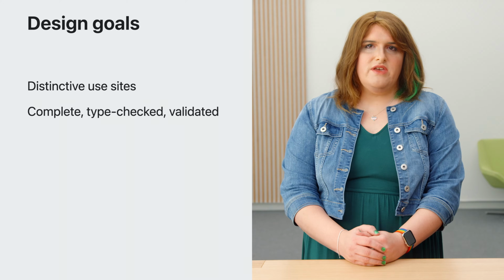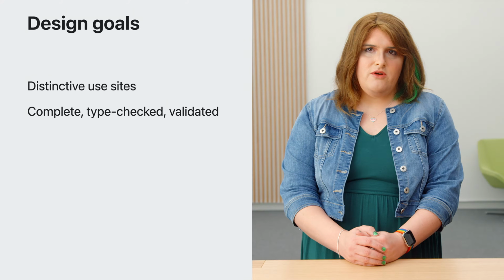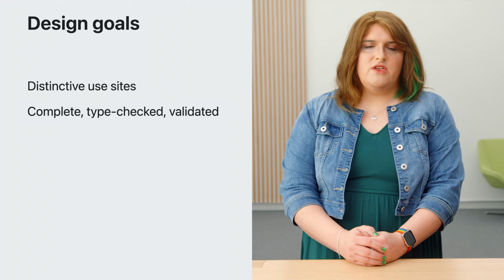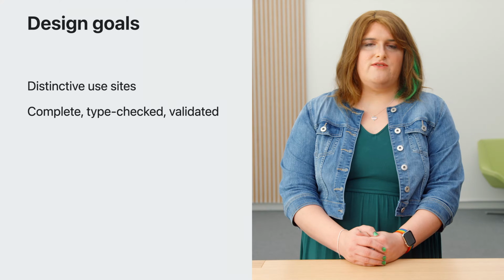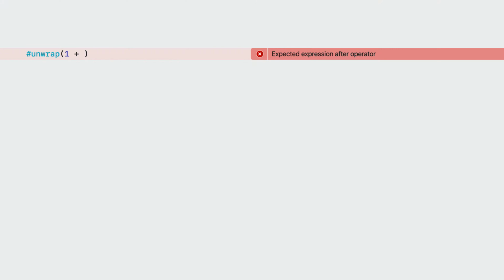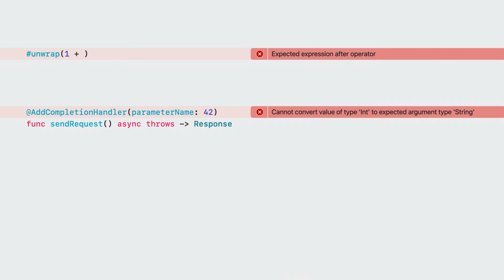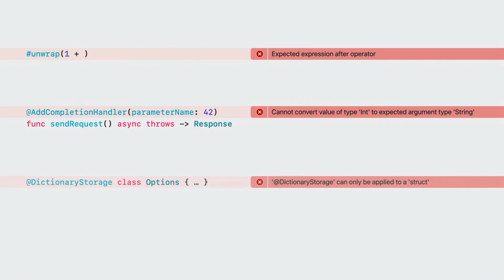The second goal is that both the code passed into a macro and the code sent back out of it should be complete and check for mistakes. You can't pass 1+ to a macro, because arguments have to be complete expressions. Nor can you pass an argument with the wrong type, because macro arguments and results are type-checked, just like function arguments. And a macro's implementation can validate its inputs and emit compiler warnings or errors if something's wrong, so it's easier to be certain that you're using a macro correctly.